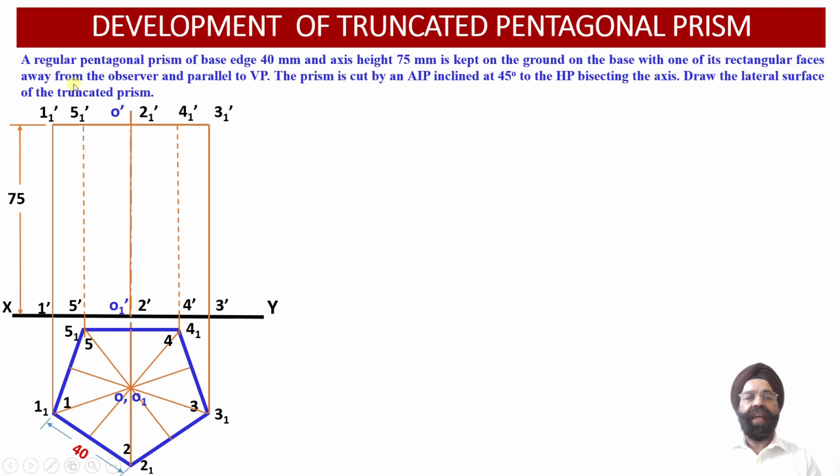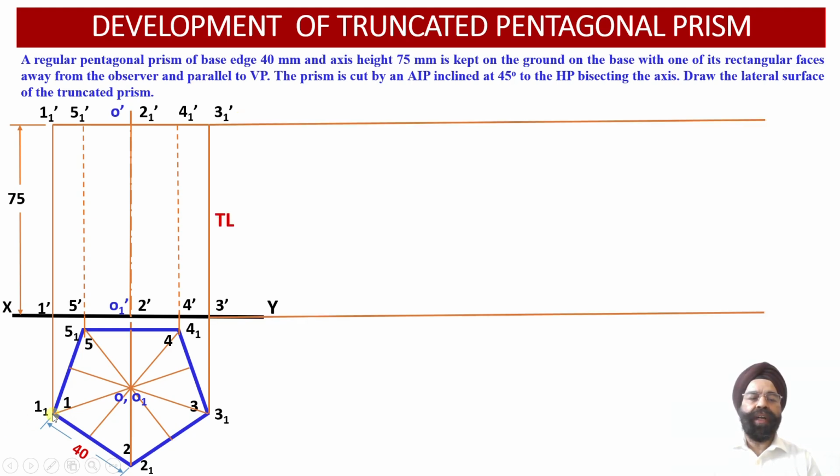Now we are able to obtain the projections of the 5 points of the base into the elevation projection view and the 5 points of the top face into the elevation projection view at a height of 75 millimeter from the XY reference line. One thing we need to understand over here is that the vertical edges 1 1 and 1, 2 1 and 2, 3 1 and 3.